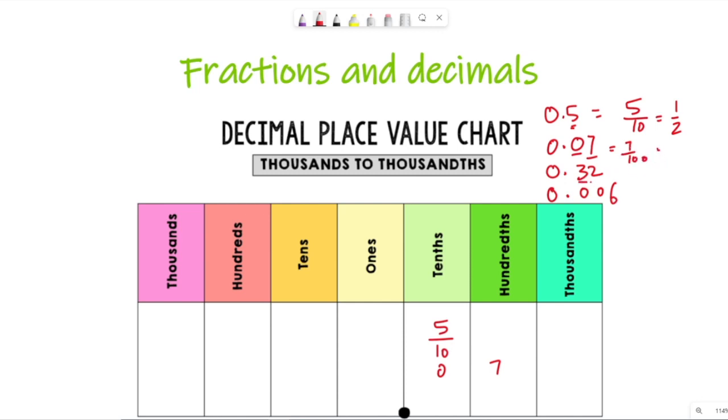The third one is 0.32, so you have 3 tenths and 2 hundredths, so it's 32 hundredths. Again, 32 over 100. The last one has 0 tenths, 0 hundredths, and 6 thousandths, so it will be 6 thousandths. This is how we convert our decimals into fractions. Let's move on to some questions now.